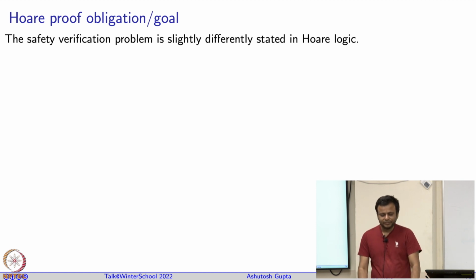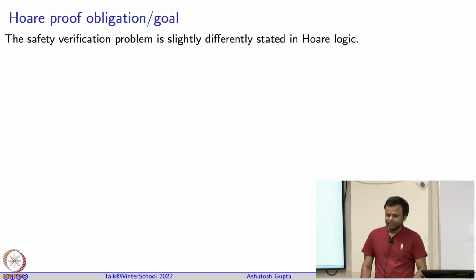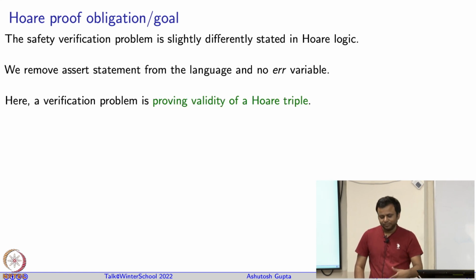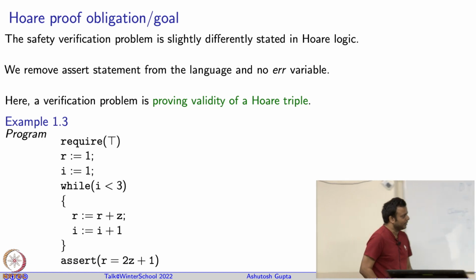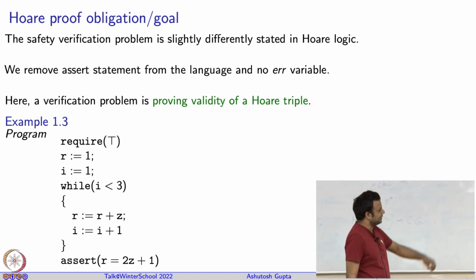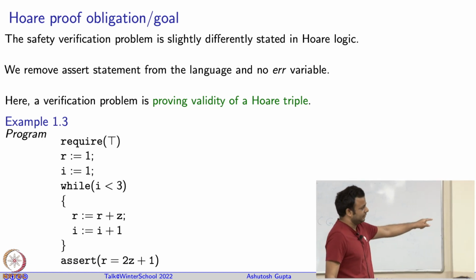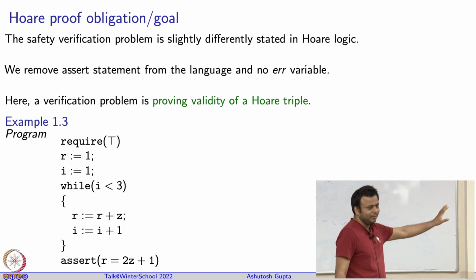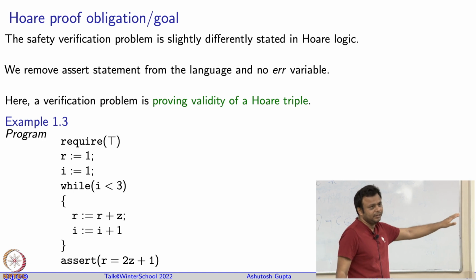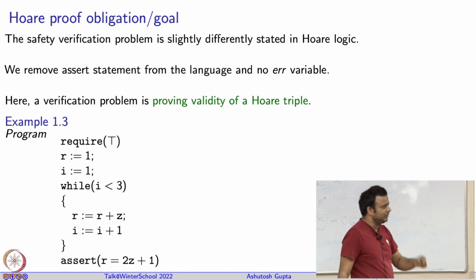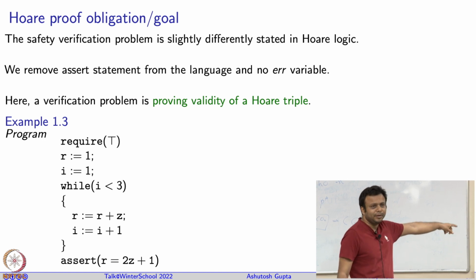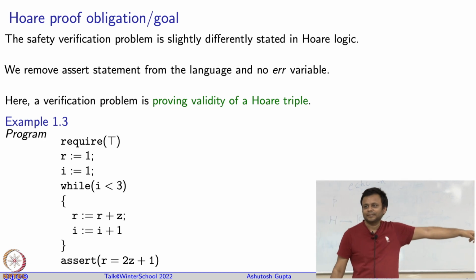The safety verification problem is stated slightly differently, where you write asserts in the end. Let me show you an example. Let's suppose I give you this program. I say I require something to be true at the start, so require true. This keyword will become important later because Solidity has a require keyword. And at the end I'm saying assert r equals 2z plus 1. Is this program correct, by the way?